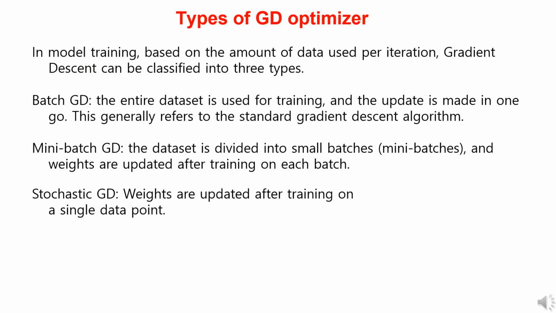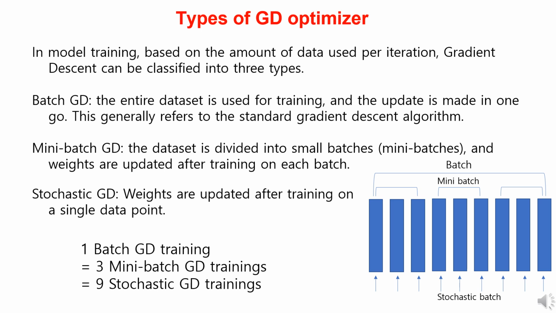In AI model training, based on the amount of data used per iteration, we can categorize the process into three types: batch, mini-batch, and stochastic gradient descent. The batch algorithm refers to using the entire dataset for training and then updating the model all at once, which is generally what we mean when we talk about the gradient descent algorithm. The mini-batch algorithm, on the other hand, divides the dataset into smaller groups, or mini-batches, and updates the model after training on each mini-batch. Lastly, the stochastic algorithm updates the model after training on a single data point.